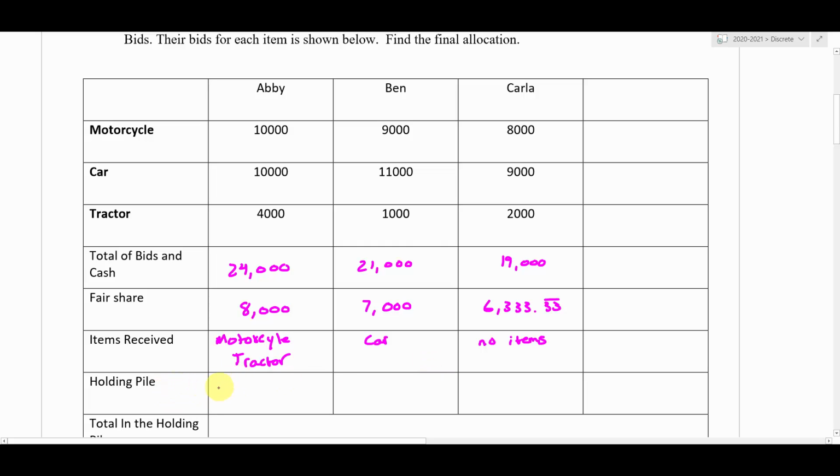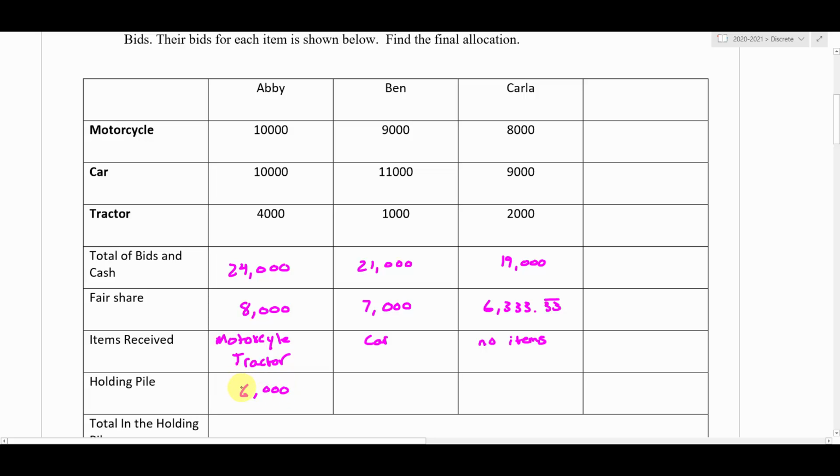So now we go through and figure out the holding pile. Remember, to calculate the holding pile, we look at the value of the items that they received and calculate the difference between the value of the items they received and the fair share. The motorcycle and the tractor together was worth $10,000 plus $4,000, so that's $14,000. The difference between $14,000 and $8,000 is $6,000.